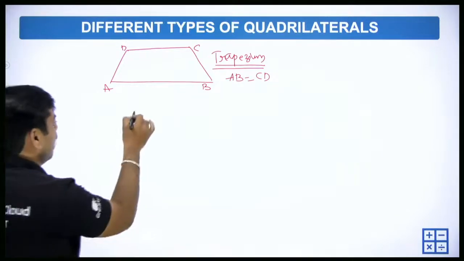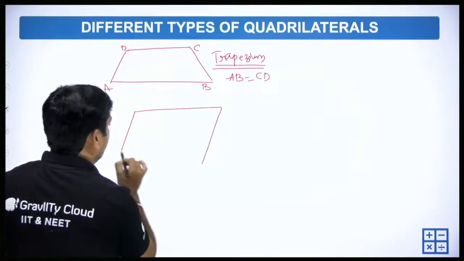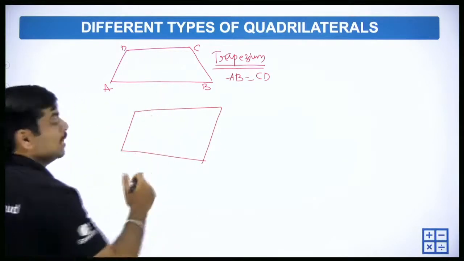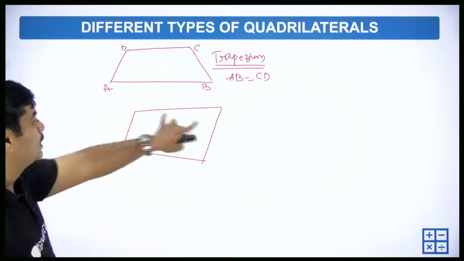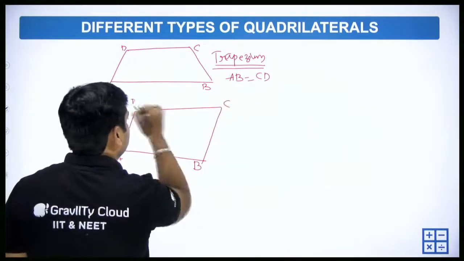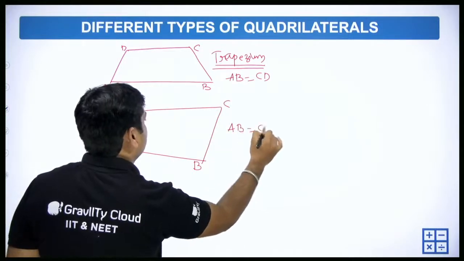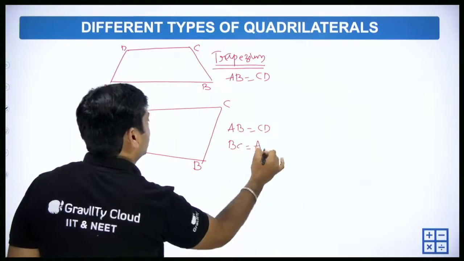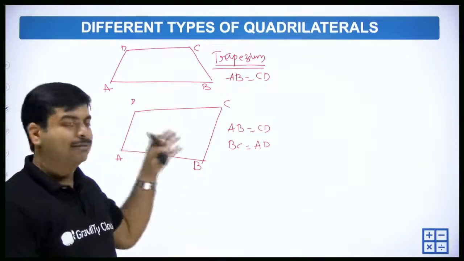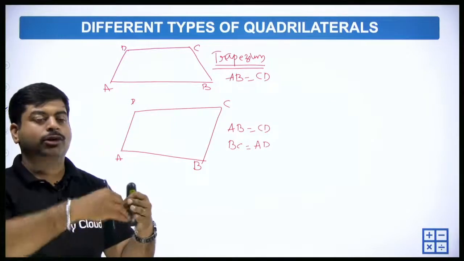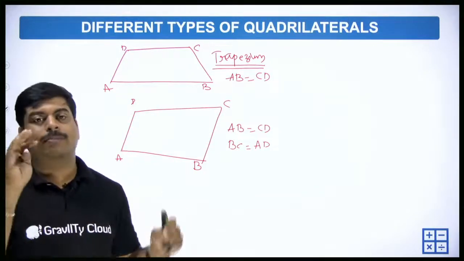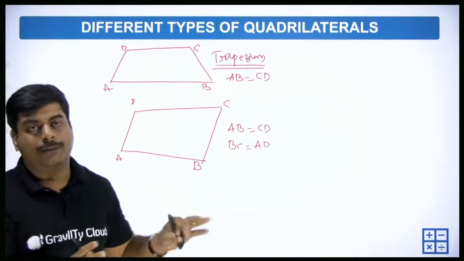In the same way, we have the parallelogram, where these two sides are parallel as well as these two sides are parallel, and they are equal. These two opposite sides are equal, and these two opposite sides are equal. So for ABCD, AB will be equal to CD and BC will be equal to AD. From the parallelogram, where the opposite sides are parallel, we came to the rectangle, the square, the rhombus, and the kite. So all this came from the basic structure called the parallelogram.